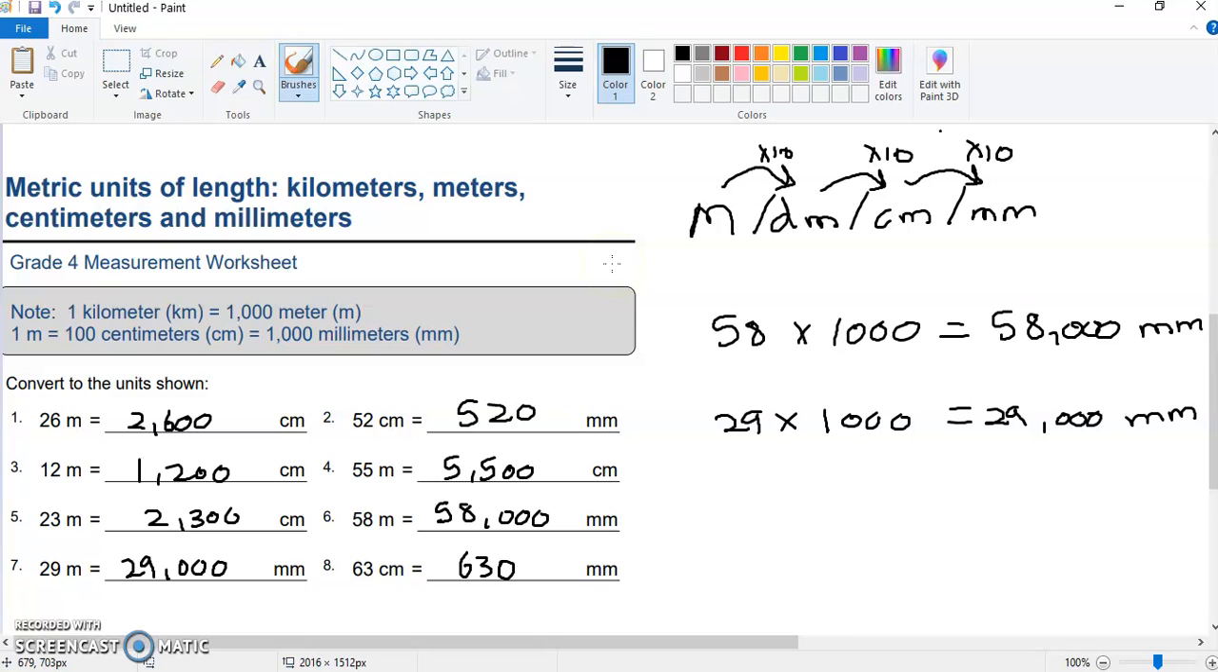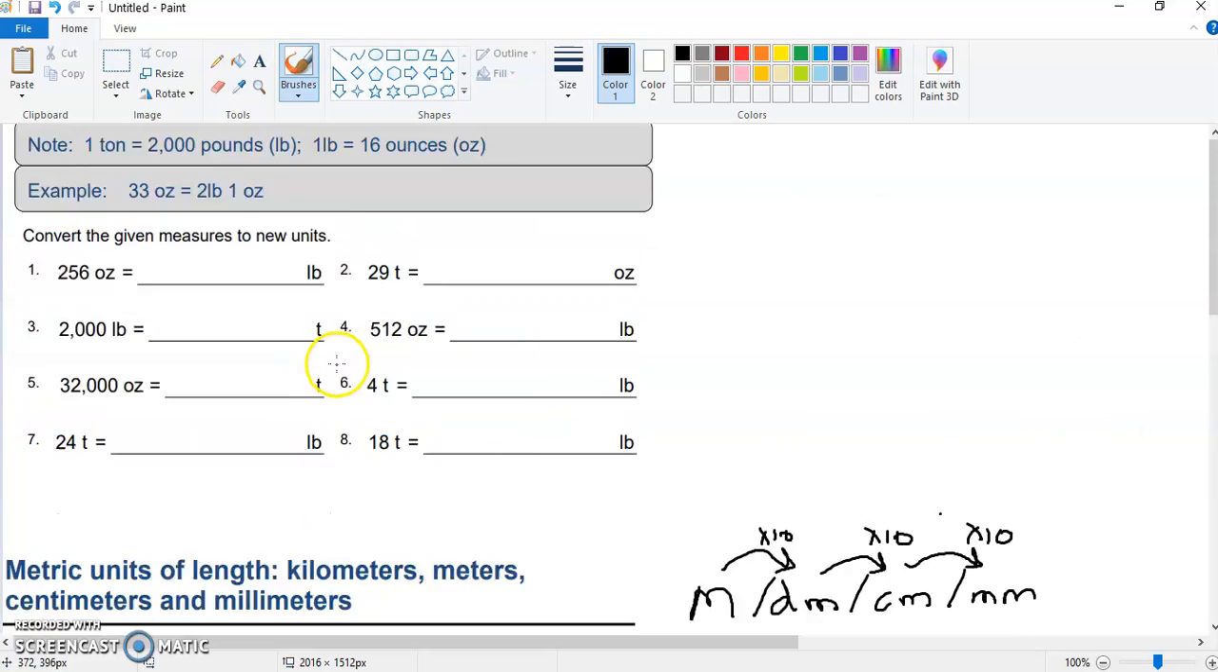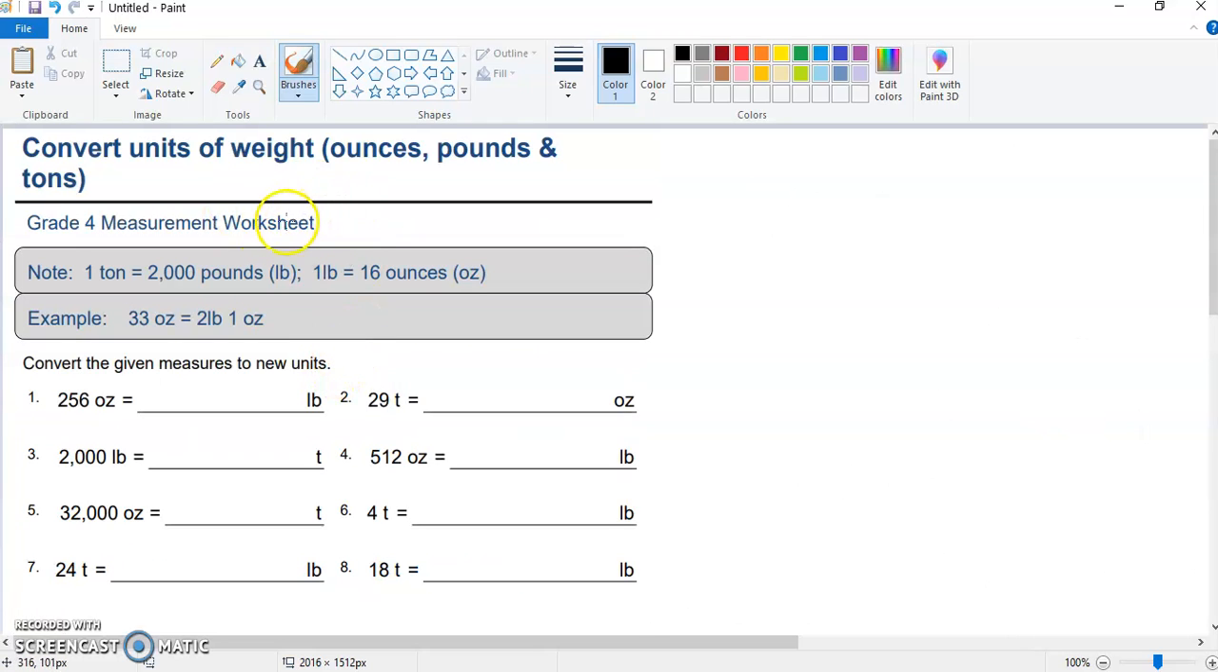Okay, so this was metric units as far as length goes. The previous video was inches, feet, and yards. Inches, feet, and yards are kind of what we use here, and other places around the world they'll measure length using this one. So stay tuned. Below this, you'll find a video for weight. I'll create a separate video to show you how to convert ounces, pounds, and tons.